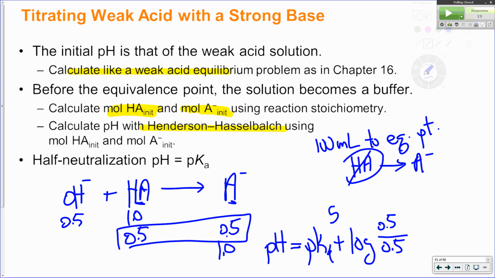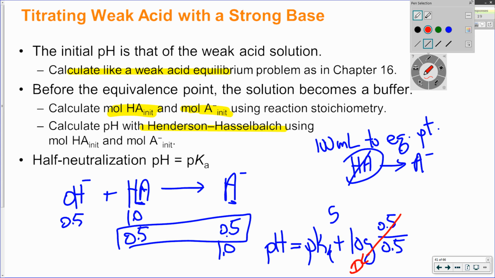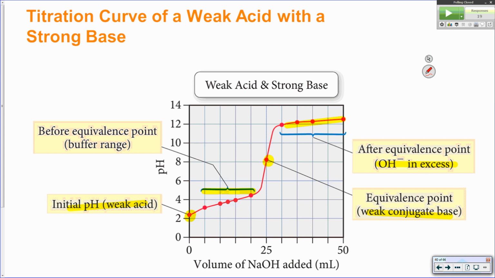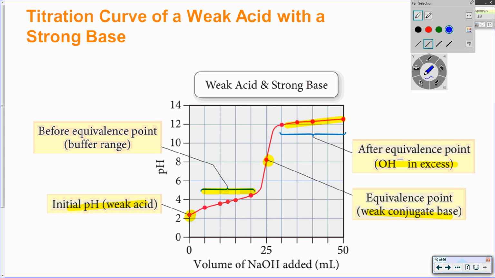Because the log of that ratio, this is 1, log of 1, is 0. pH becomes pKa. So at halfway through the titration curve, pH is equal to pKa. So once I recognize what type of titration this is, we can look at this and go halfway. So it's 25 mL to the equivalence point. The half equivalence point is 12.5.